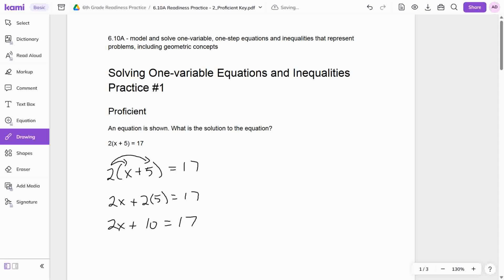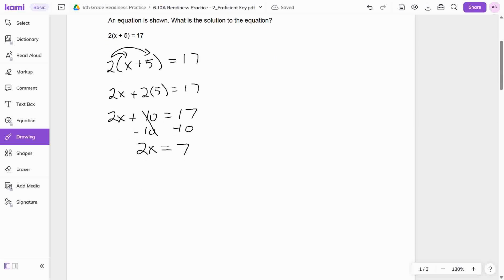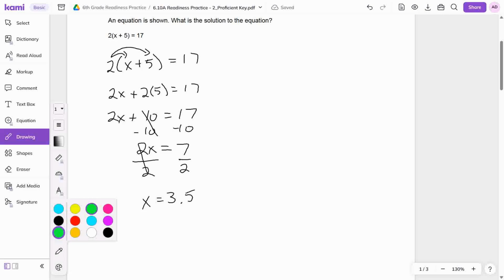Now I need to use the subtraction property of equality to subtract 10 from each side. That's going to get rid of that 10. I'm going to get 2x equals 17 minus 10, which is 7. And then I'm going to use the division property, because if I divide 2 by 2, that's going to give me 1, which basically cancels it out. And I'm going to get x equals 7/2. Probably we want to use that as a decimal. So x equals 3.5.